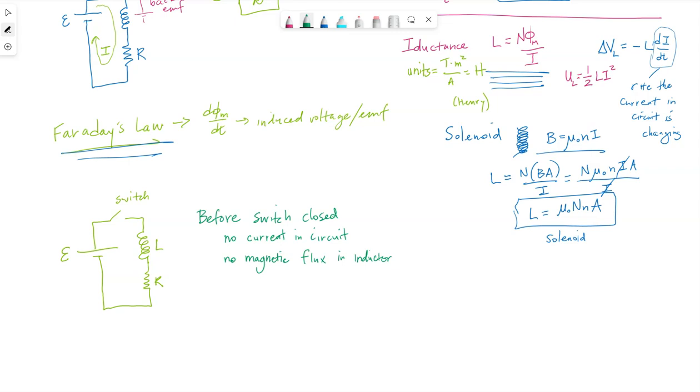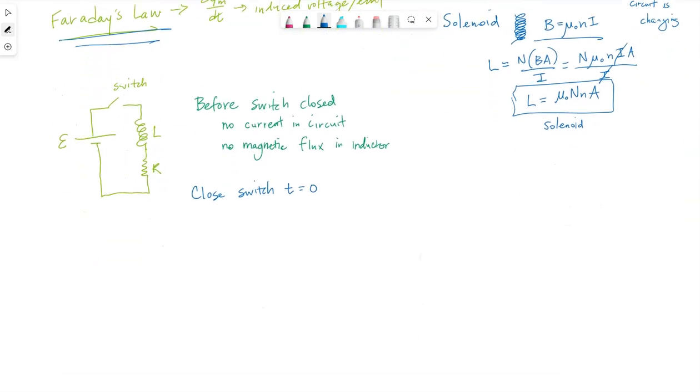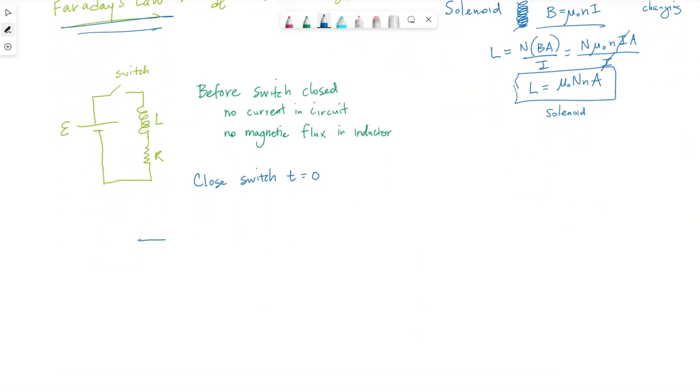Okay, let's close the switch. We're going to call this time equals 0. As soon as we close the switch, we have a complete path for charges to move through.